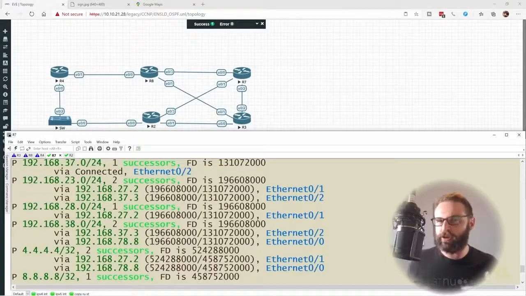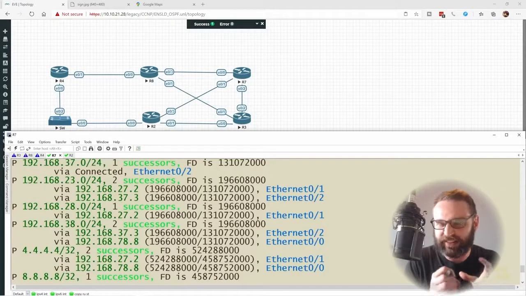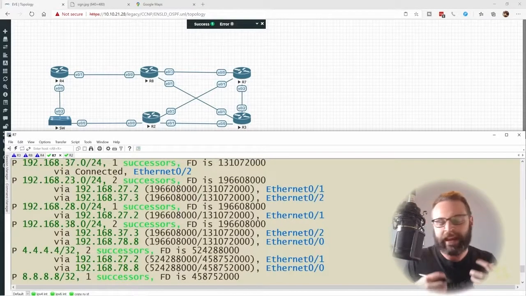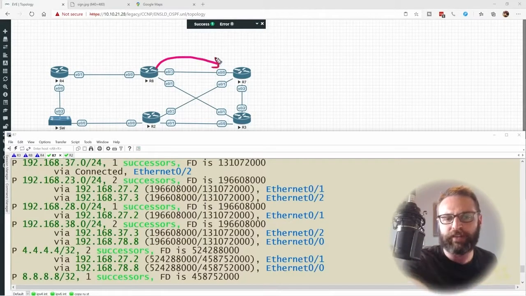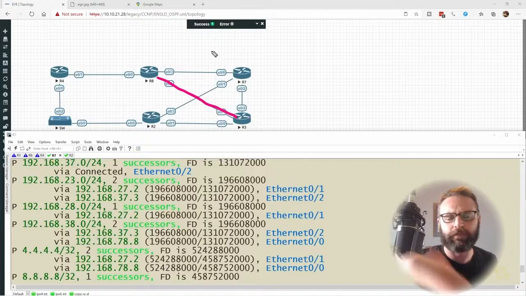In the previous nugget, we talked a lot about feasible distances as well as successors and how EIGRP determines the best path towards a destination. And we talked a lot about the scenario where both R8 and R3 are advertising this link right here towards R7. Now here's the kicker.